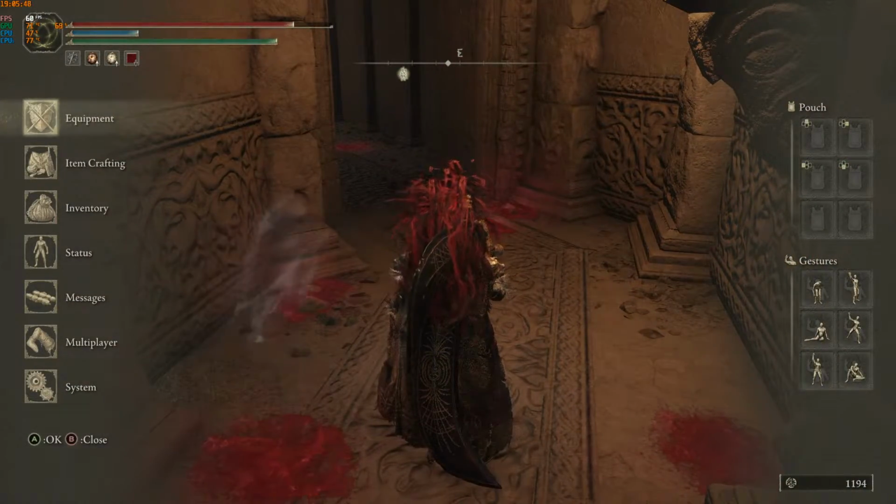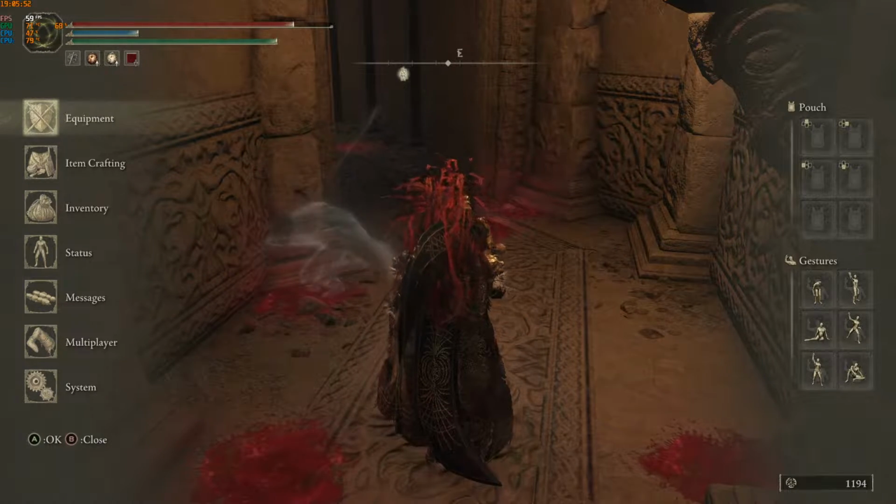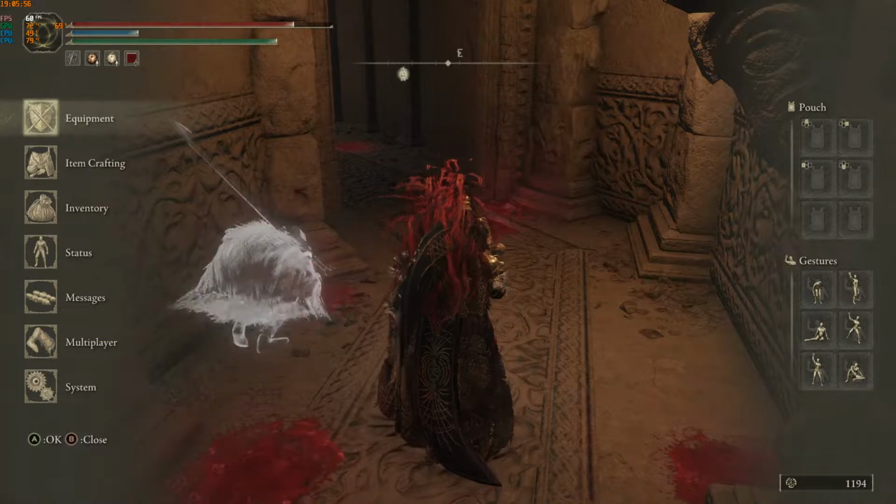Continuing on at the bottom of the ladder, do what's necessary to deal with the elite enemy and then move on, scaling the outer wall until you reach another cracked arch.